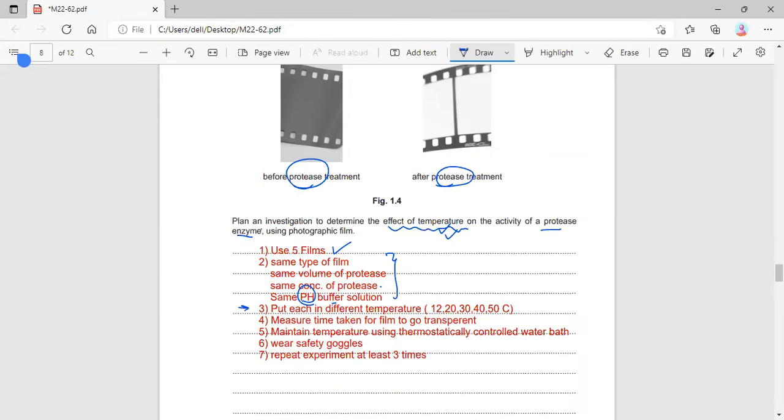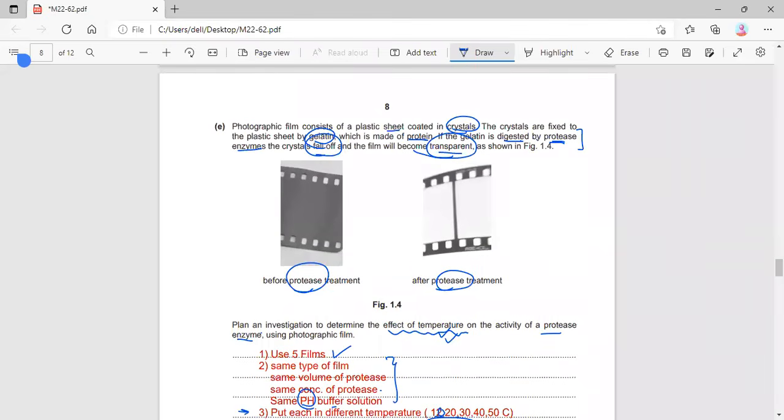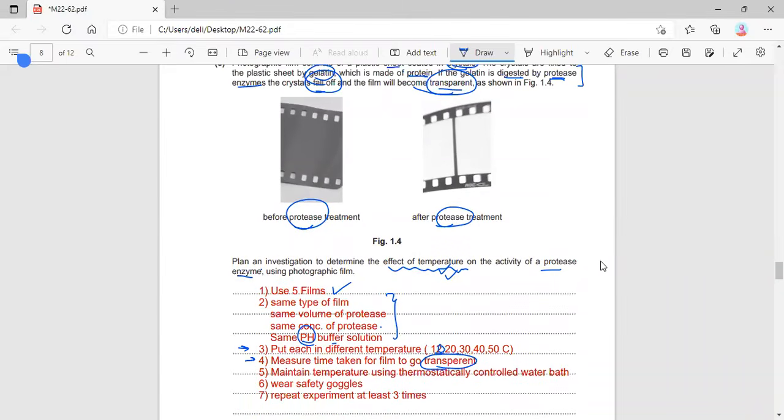Step number 3, what are you going to change? Put each in a different temperature, for example 10, 20, 30, 40, 50. Step number 4, what are you going to measure? Measure the time taken for the film to go transparent. This is the hint he gave you. He told you that when the protease works, it turns the film transparent. I am going to measure the time taken for the film to go transparent.